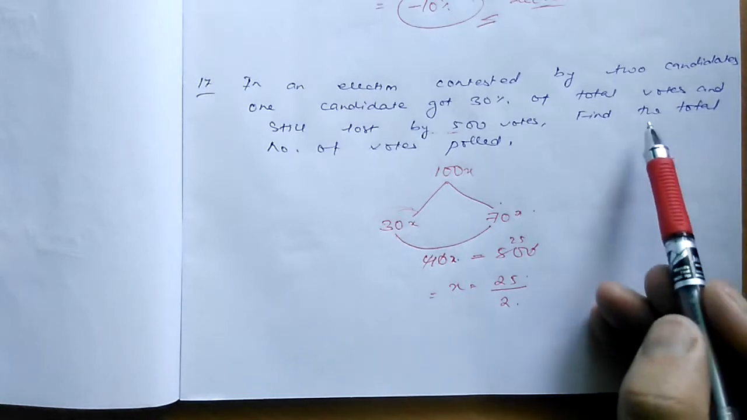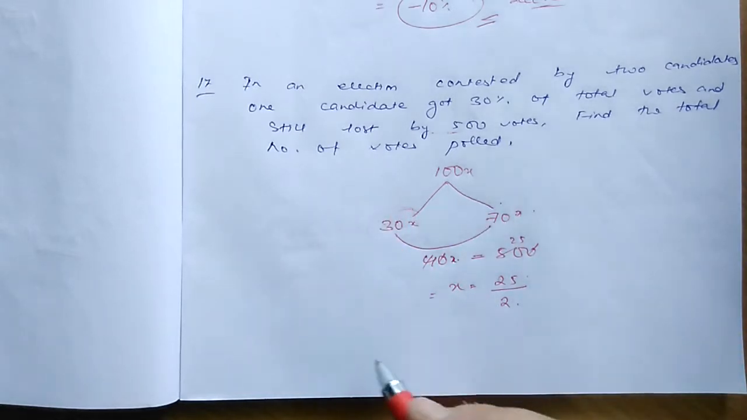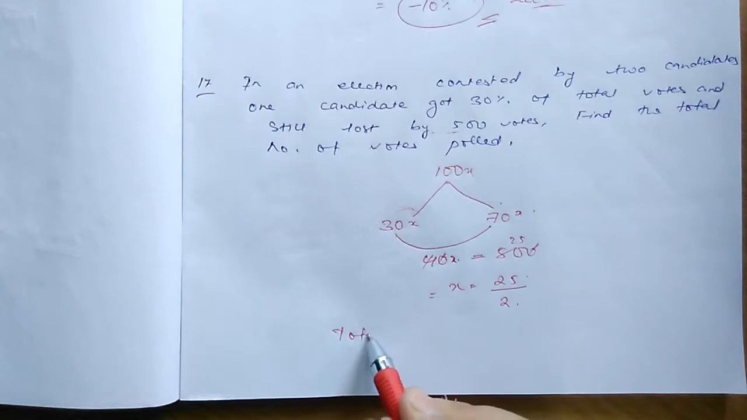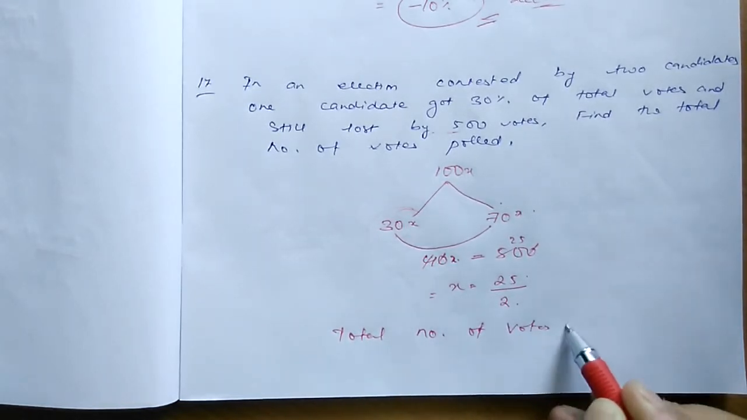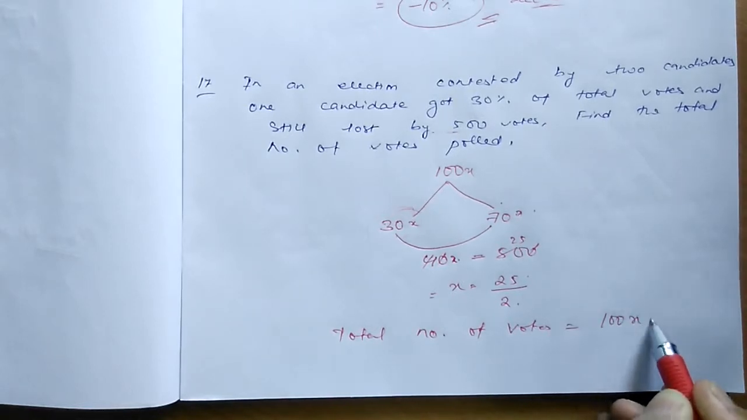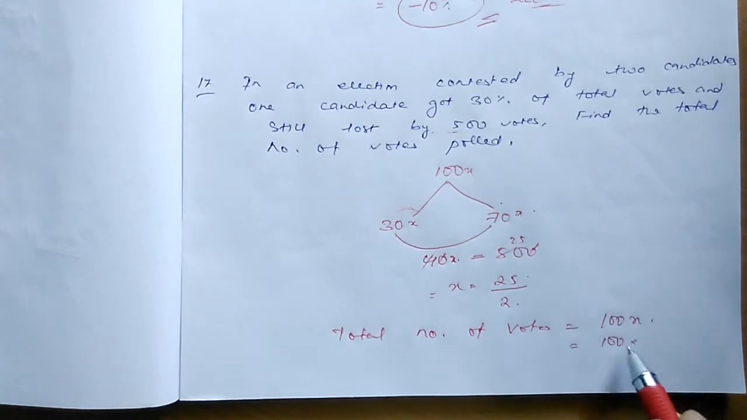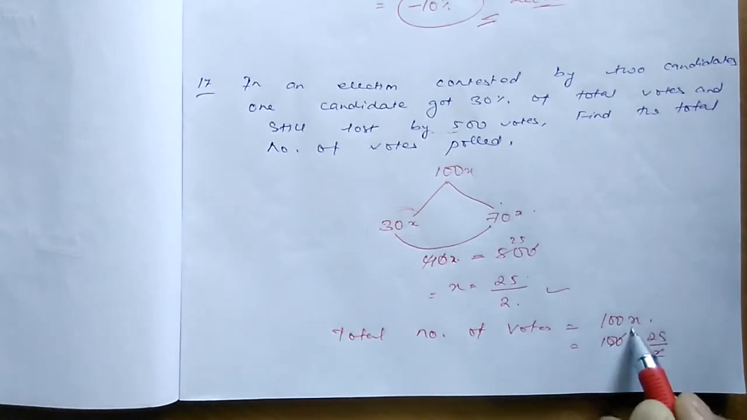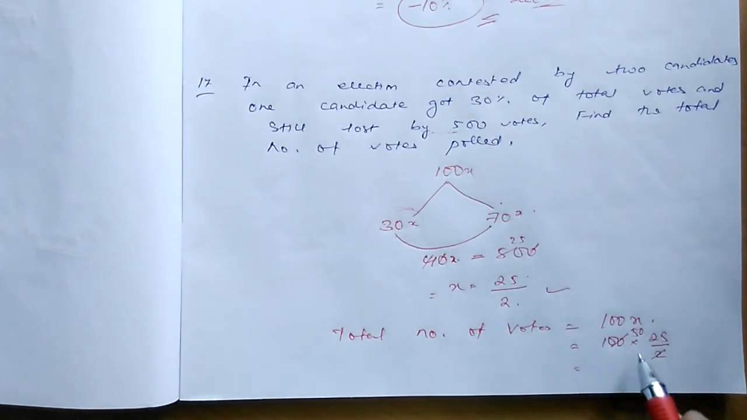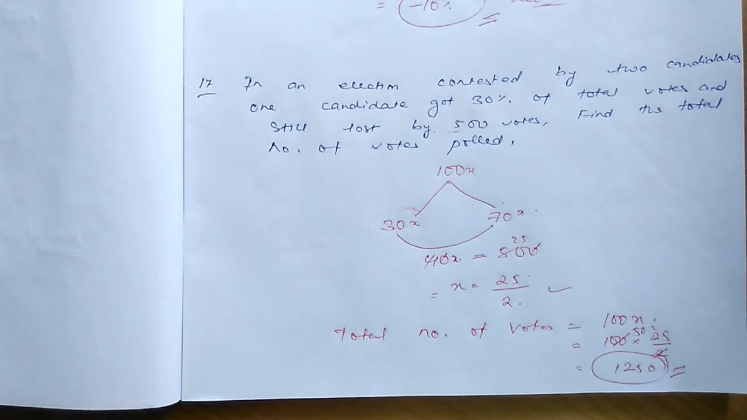The question they have asked is to find the total number of votes. To find the total number of votes, that is equal to 100x. Now we'll put the value of x here, 25 upon 2. This will go by 50, and we get 1250 votes as the total number of votes polled.